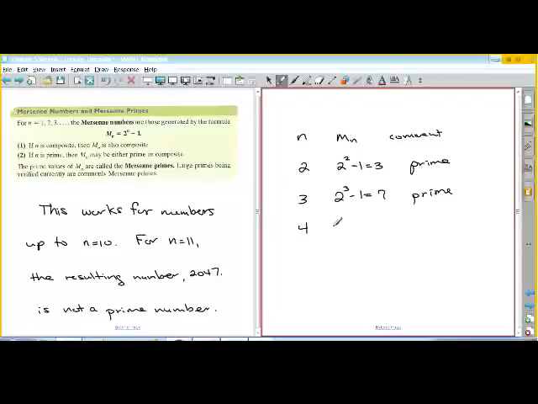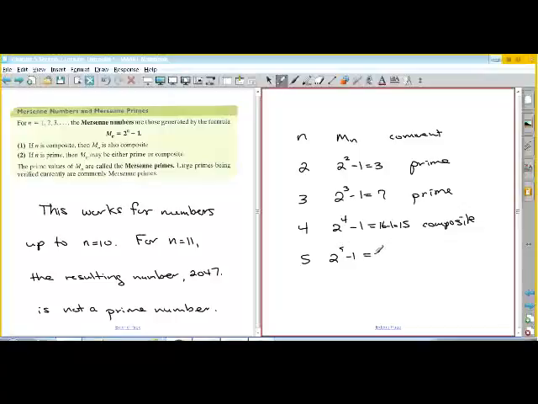So it's working so far. If this number is prime, then the resulting number is prime. This is a composite number. So if I take 2 to the fourth power minus 1, that's 16 minus 1, which is 15. This is composite. 15 is composite because it's not prime. It's 3 times 5. So that works. It said when n is composite, which it is, the resulting number is composite.